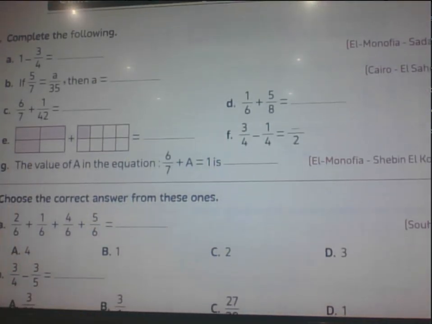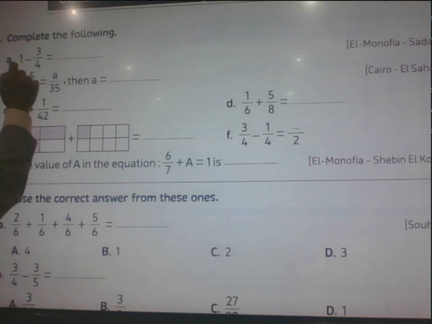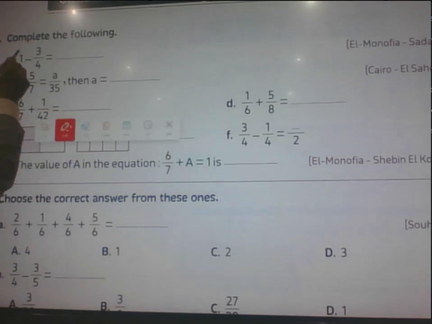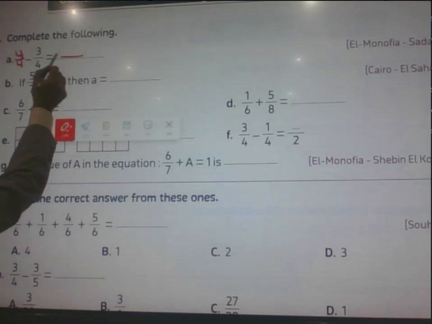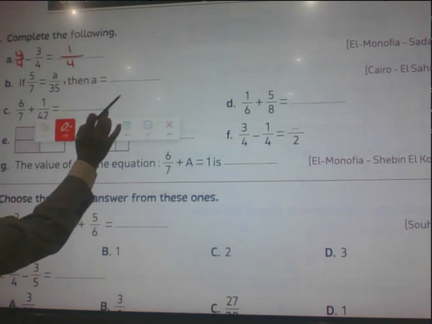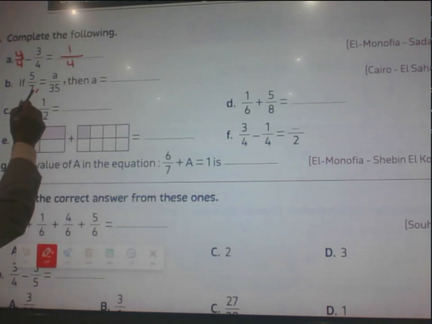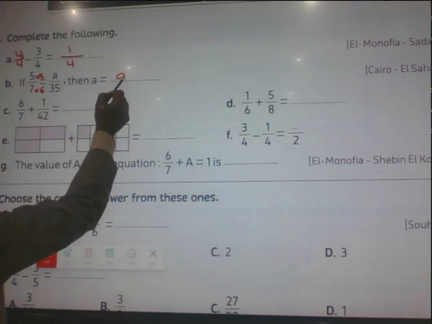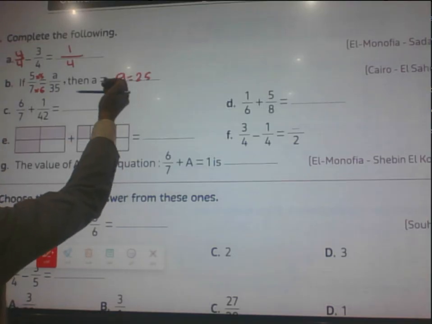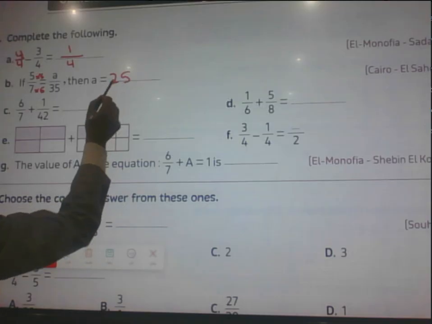Okay, I will write the answer. First question, 1 subtracted by 3 over 4, you can convert 1 to a like denominator, equal to 4 over 4. Subtracted by 3/4, it will be 1 over 4. We can write the product by 5. 5 times 7 is 35, then 5 times 5 is 25, then the value of A equals 25. And the value of A here is 25.